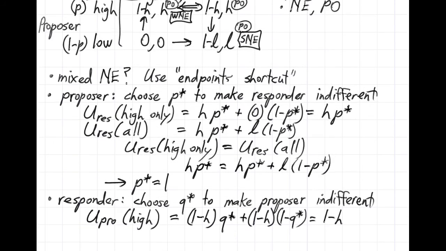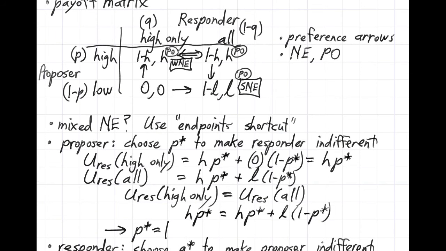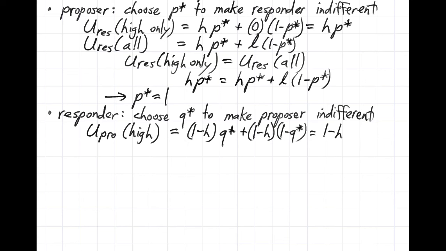And just to look that over, what we're talking about here now is the high strategy, and what will the proposer get if the responder plays high only, which occurs with probability q star, or plays all, which occurs with probability 1 minus q star. And in either case, the proposer is going to get 1 minus h. And for comparison, we need to look at the other limit. If the proposer chooses low, then there's a q star chance that he'll get 0, and a 1 minus q star chance that he'll get 1 minus L.